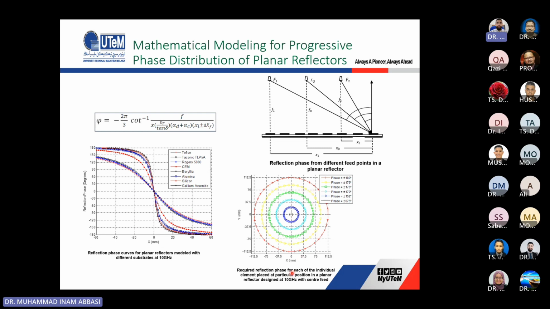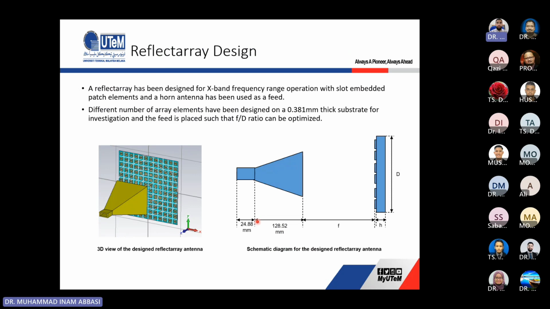This is our array environment in the x direction and y direction, and this is the required phase from each element. Once we place our elements here, we need a phase like this, so different phases for different placements of the elements. From here, we can design our array. This is the design of the array in CST. These are details of the design.